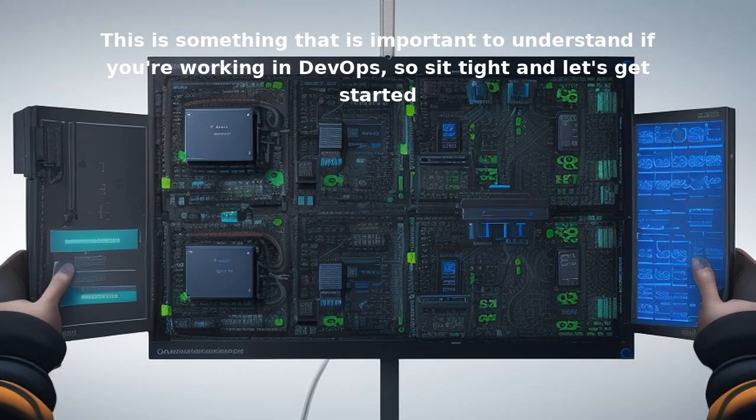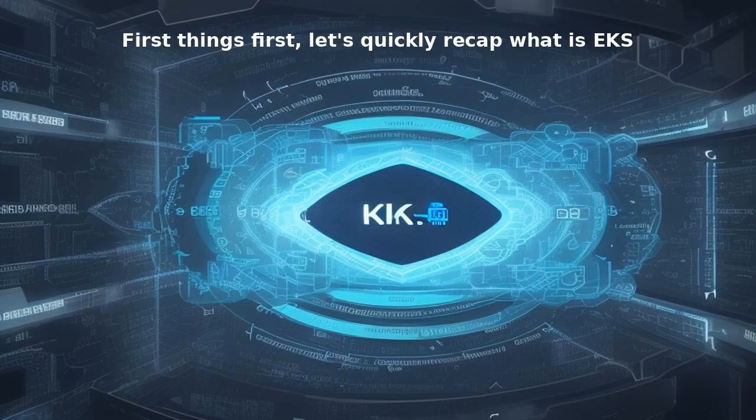Microservices are essentially small, independent services that work together. They are designed to do just one thing very well, and they communicate with each other using APIs. With EKS, these microservices can be efficiently managed and scaled.